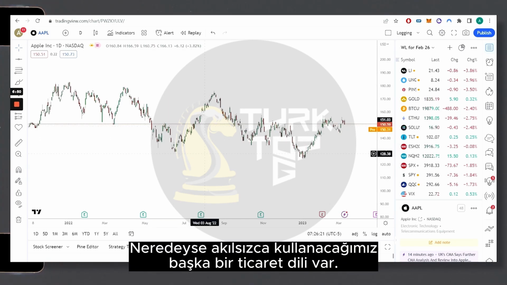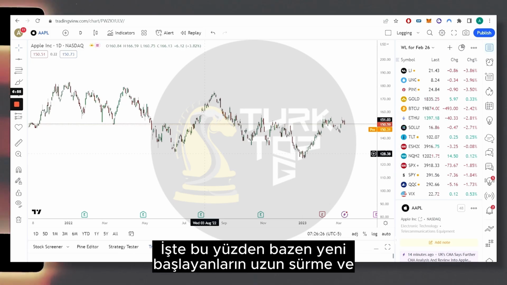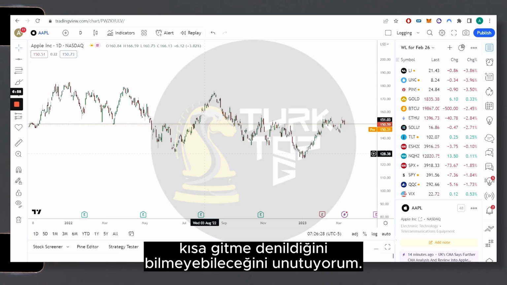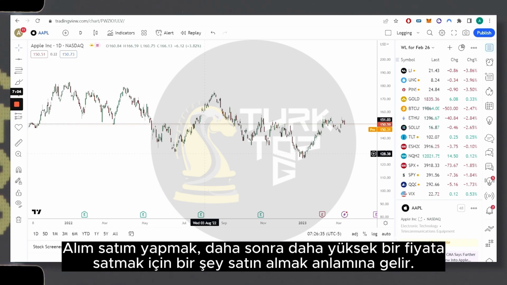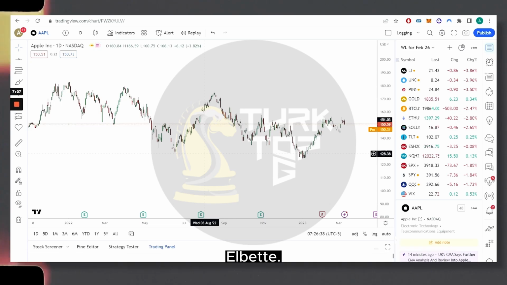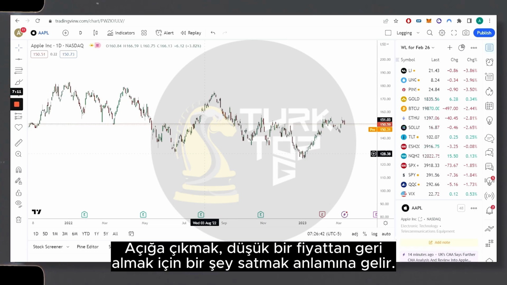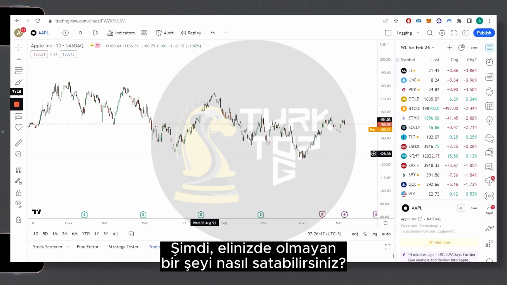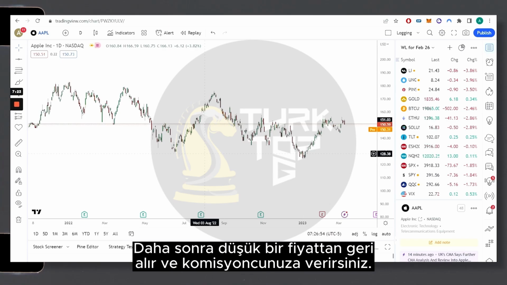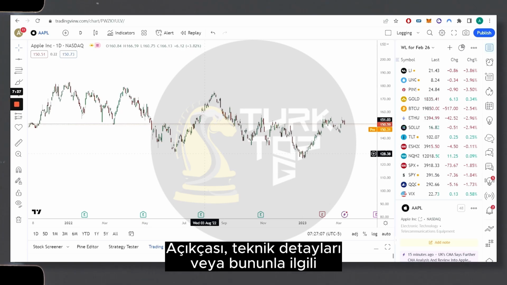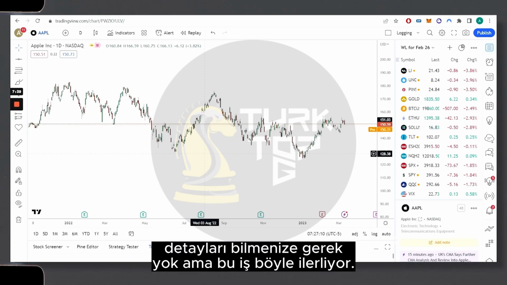There is another trading lingo which we will use almost mindlessly, and that's why sometimes I forget that beginners might not know: going long and going short. So what does going long mean? Going long means buying something in order to sell it later at a higher price. Going short means selling something in order to buy it back at a lower price. Now, how can you sell something if you don't have it? You will borrow it from your broker, sell it, then buy it back at a lower price and give it to your broker. That's what's called going short. Obviously, you don't have to know the technicalities or the details about it, but that's how this progresses.